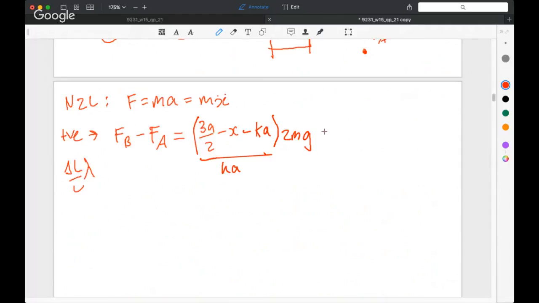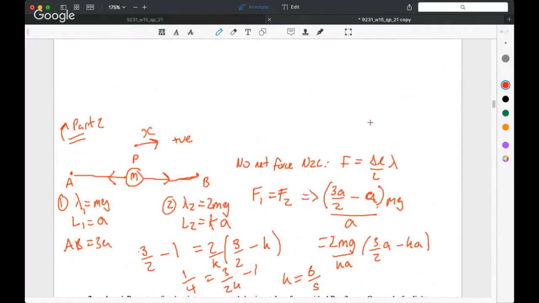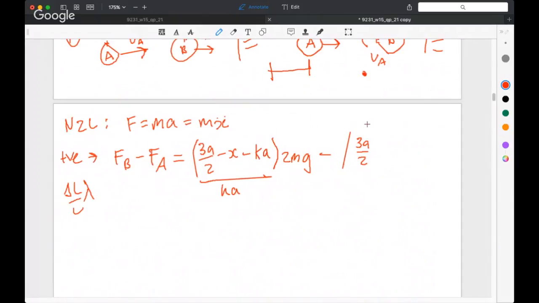And we need to take away then the force exerted by A, just because of the direction we define as positive. So likewise, A was 3a over 2 long. If we move the particle in the x direction, the string actually gets longer. So we need to add on x.